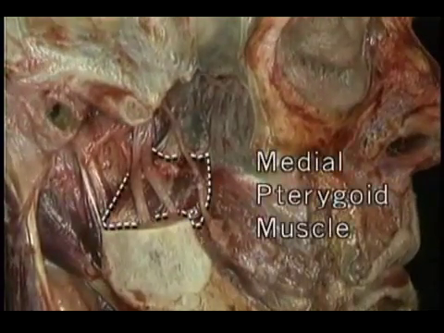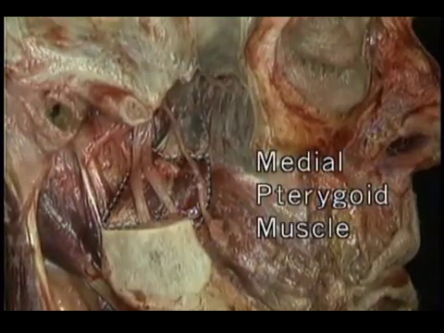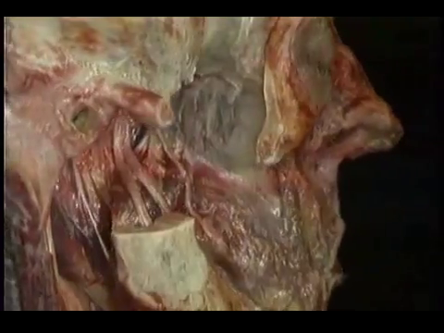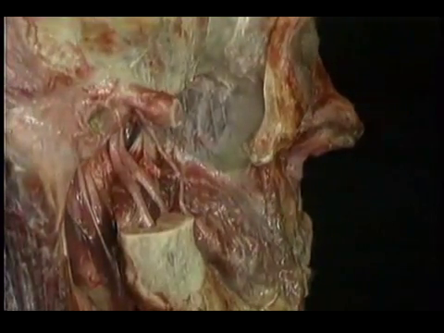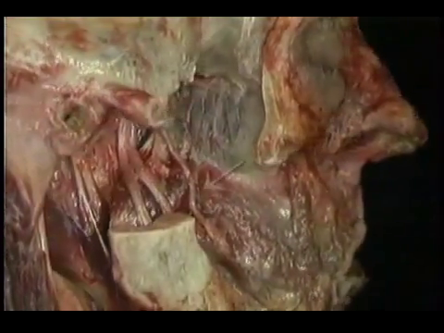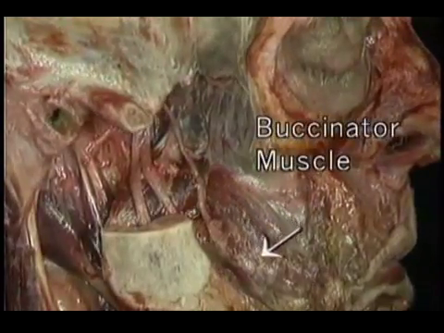This is the medial pterygoid muscle. It slopes downwards and outwards towards its insertion on the medial aspect of the mandible. This muscle is the buccinator.